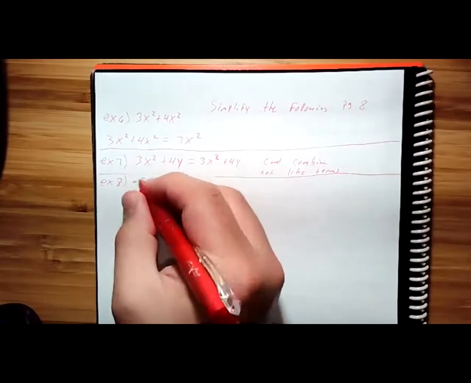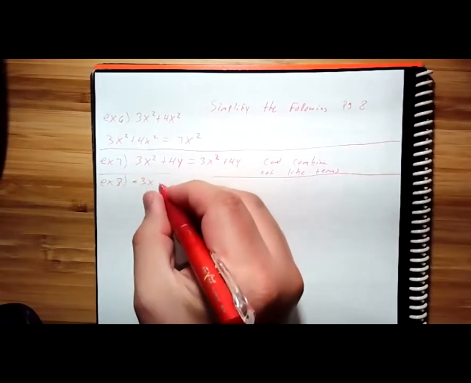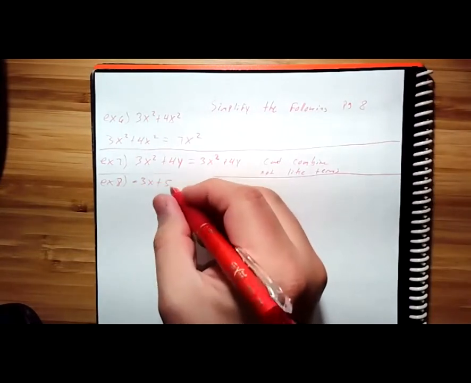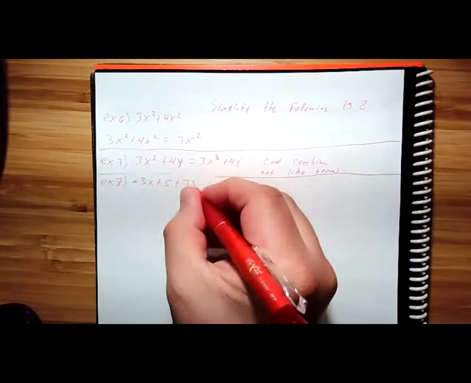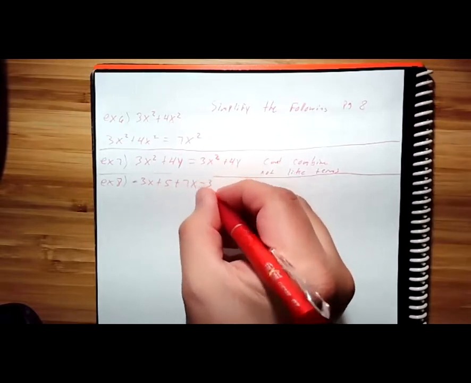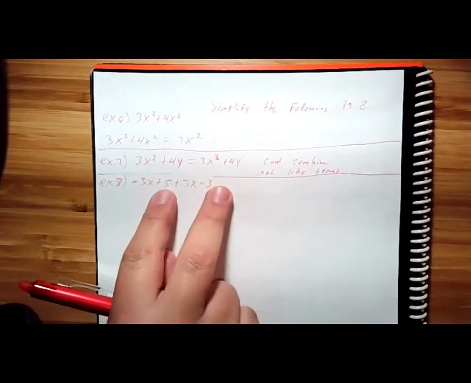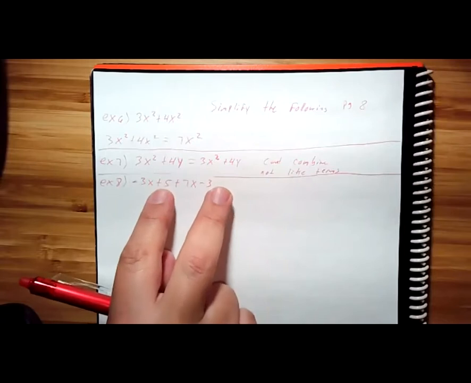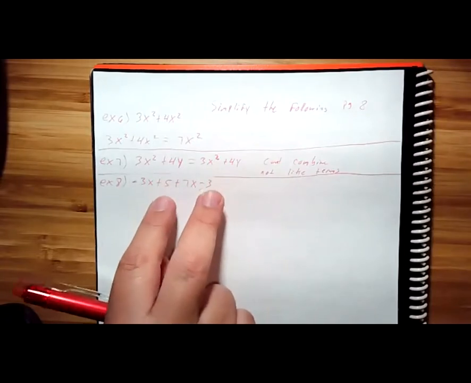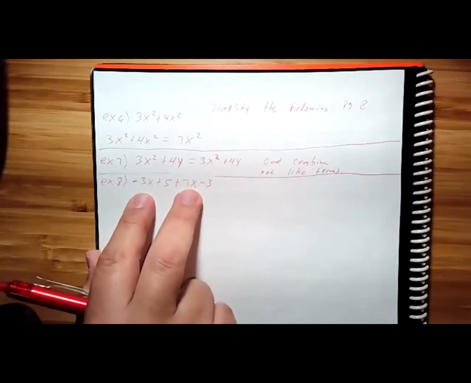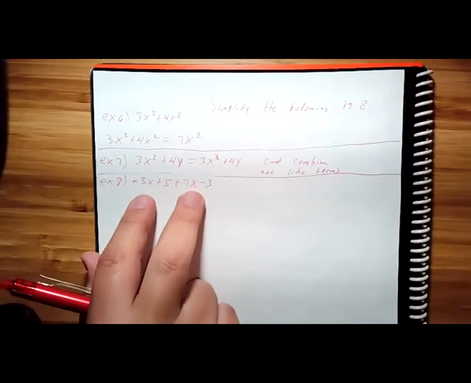Negative 3x plus 5 plus 7x minus 3. Okay. So you notice that there's 2 constants, right? They're both just regular numbers. So for sure you can combine those together, right? Now, these 2 are the same type of x, they just have different numbers. So you can also combine those.